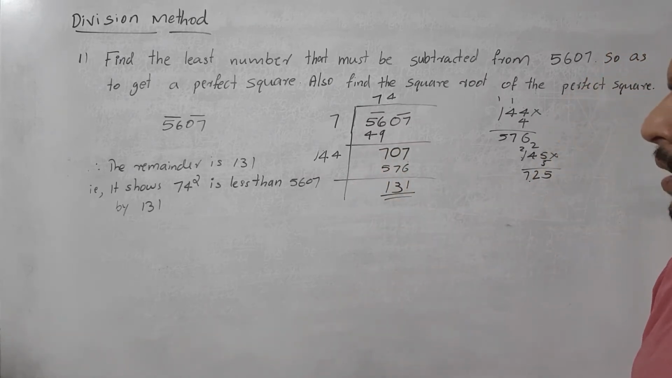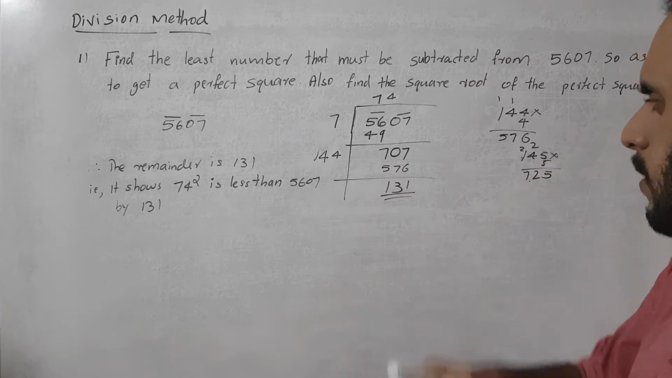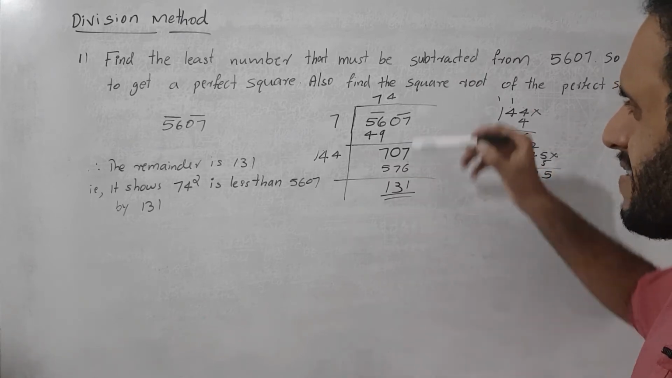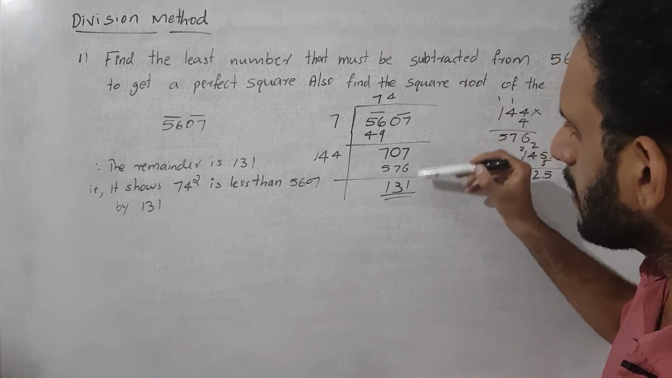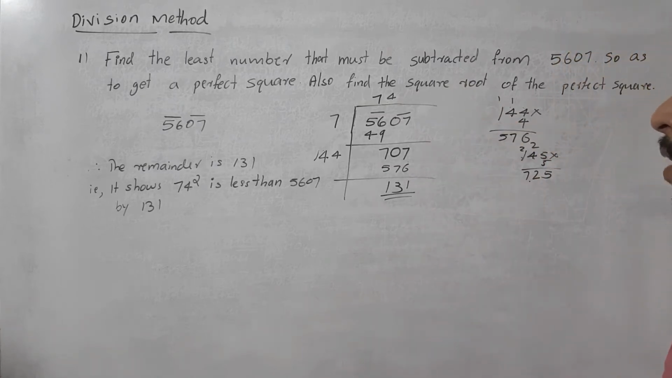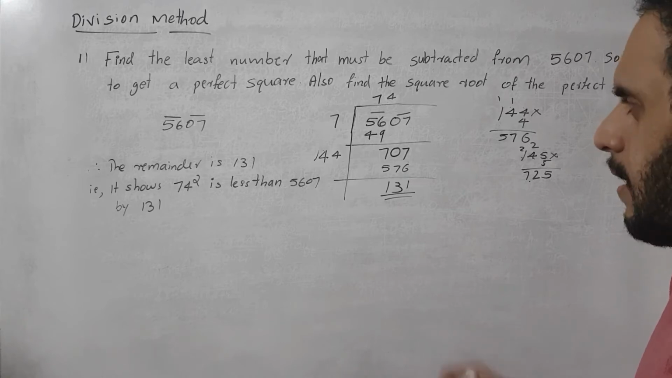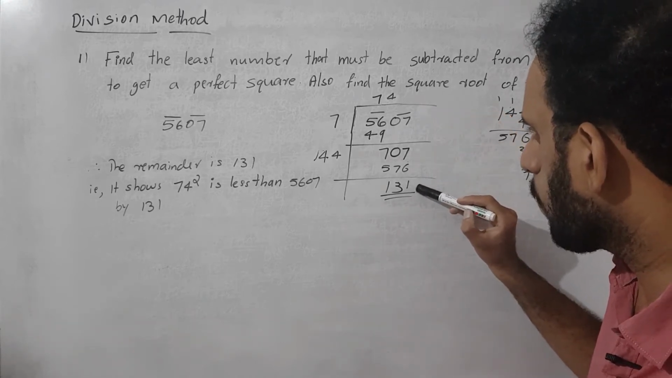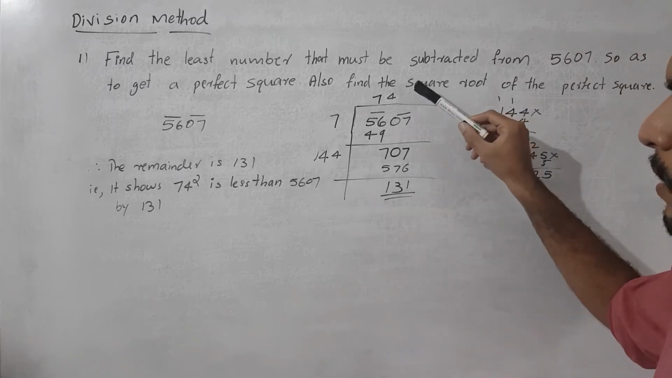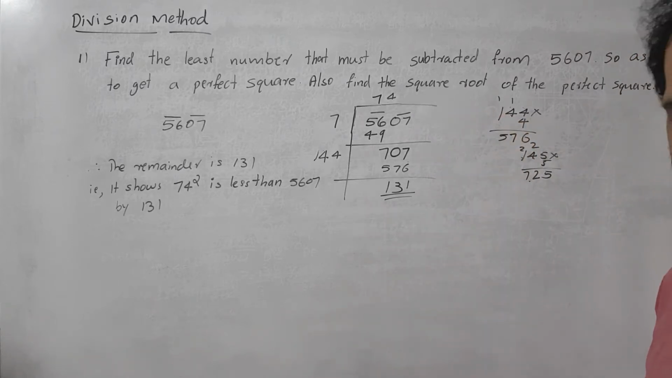5607നേക്കാൾ കുറവാണ്. എത്ര കുറവാണ്? 131 കുറവാണ്. എന്ന് പറഞ്ഞാൽ 74ൻ്റെ സ്ക്വയറിനോട് 131 ആഡ് ചെയ്താൽ നമുക്ക് ഏത് കിട്ടും? 5617 കിട്ടും. അല്ലെങ്കിൽ 5617 നിന്ന് 131 മൈനസ് ചെയ്താൽ ഏതിൻ്റെ സ്ക്വയർ കിട്ടും? 74ൻ്റെ സ്ക്വയർ കിട്ടും. ഓക്കെ, അപ്പോൾ ഇവിടെ വ്യത്യാസമുണ്ട്.